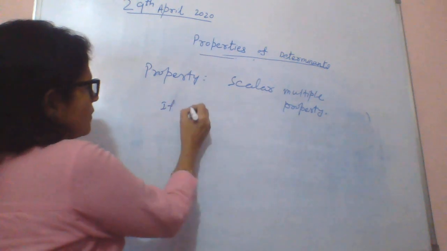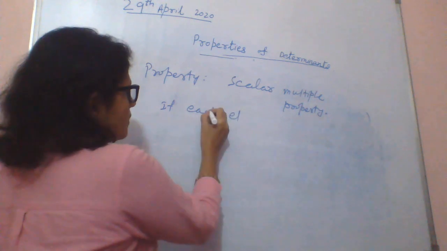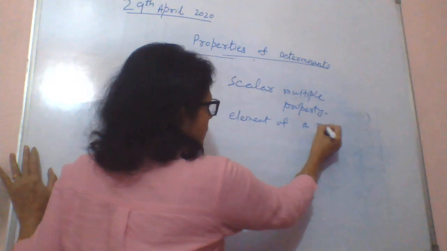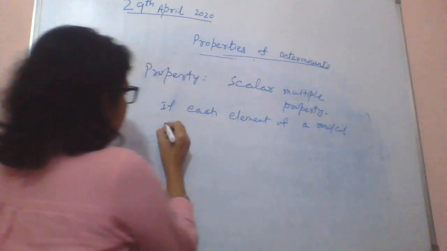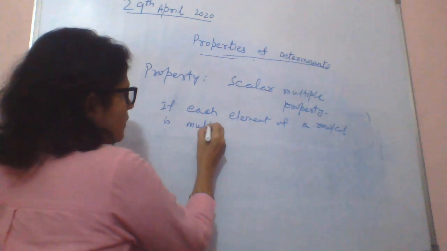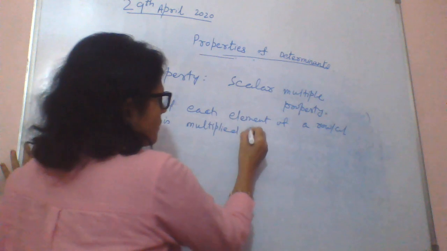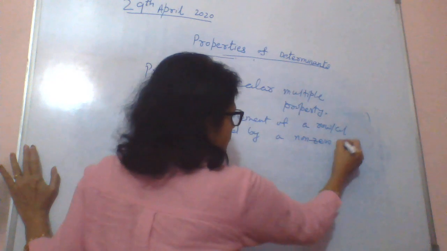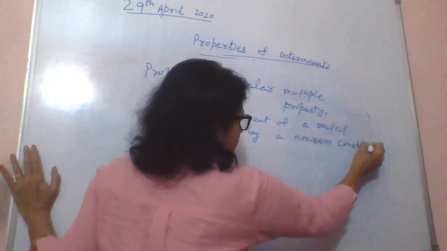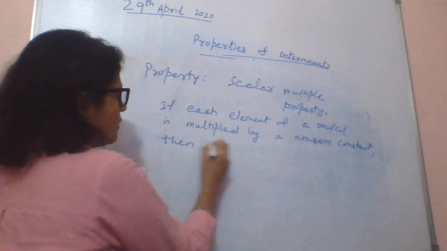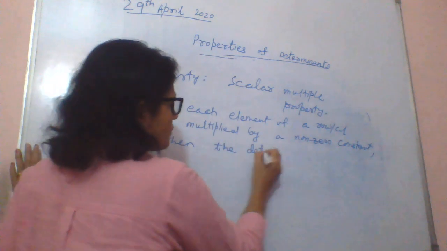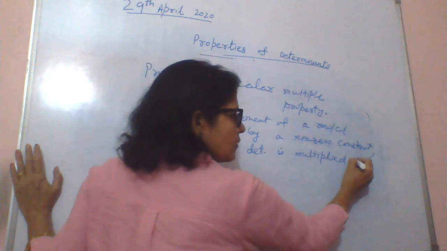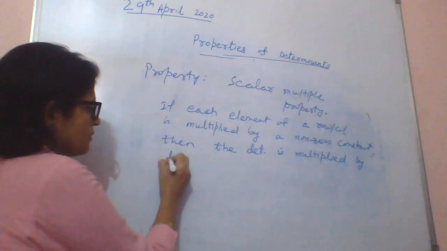If each element of a row or column is multiplied by a non-zero constant, then the determinant is multiplied by that constant.